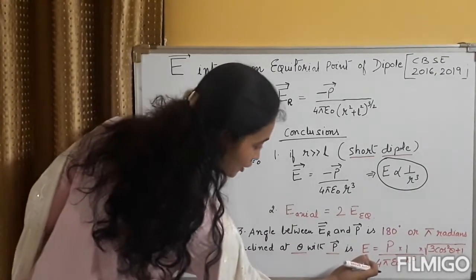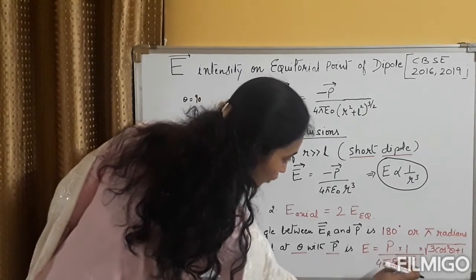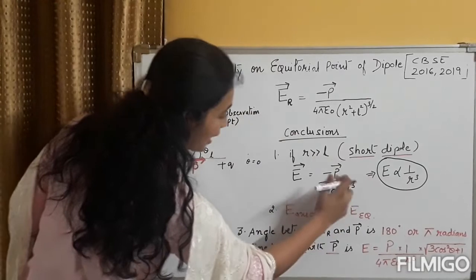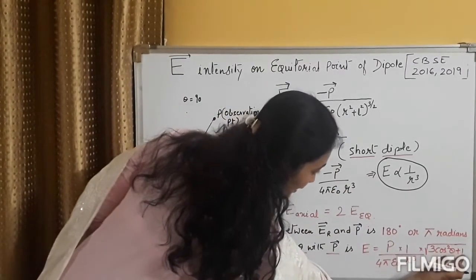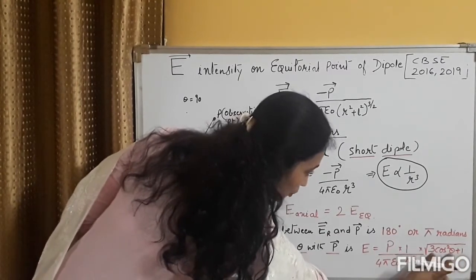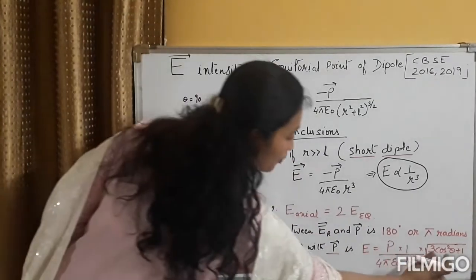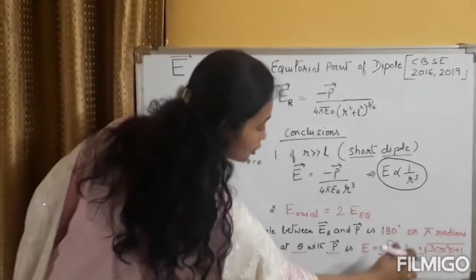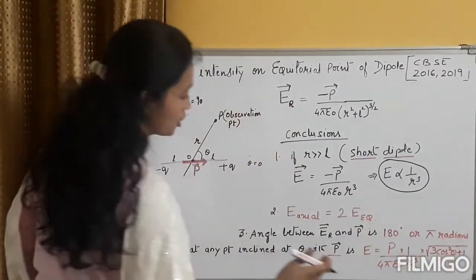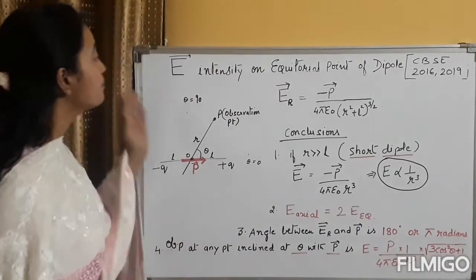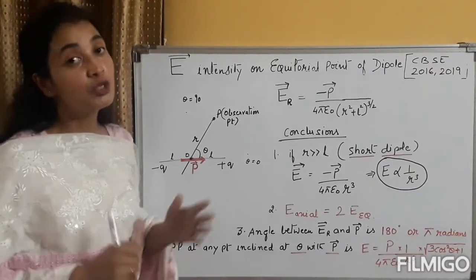In that situation, the electric field will be 1 by 4 pi epsilon naught, dipole moment P, into 1 by r cube. This much is similar to the earlier part. The extra term you get is under root 3 cos square theta plus 1. If you put theta equal to 0, you will get the expression for the axial point. If you put theta equal to 90, you will get the expression for the equatorial point. For any general angle theta, you can use this expression.